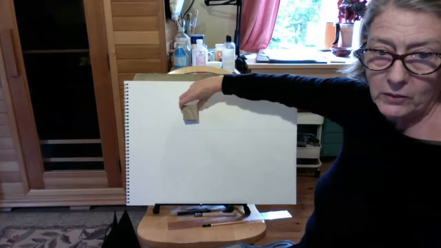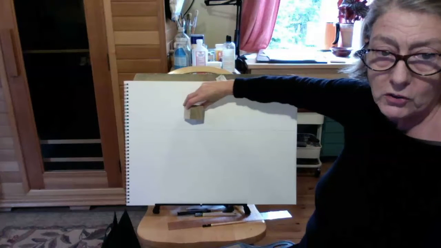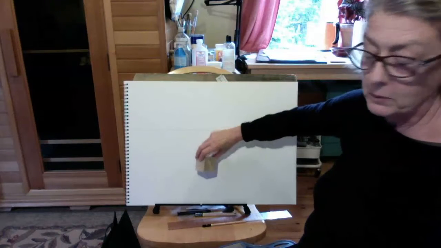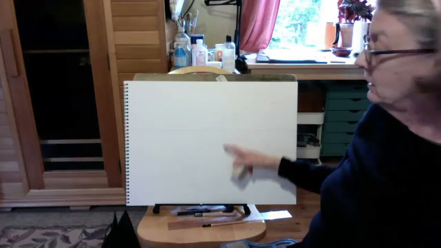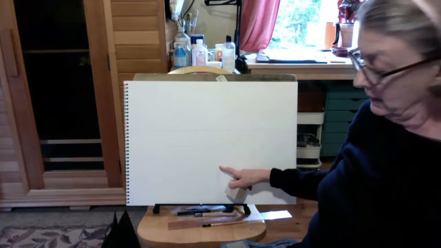So you're not just looking at one face, but two. And again, you'll have a top or bottom, depending on where you place the cube, either above or below the eye level line.